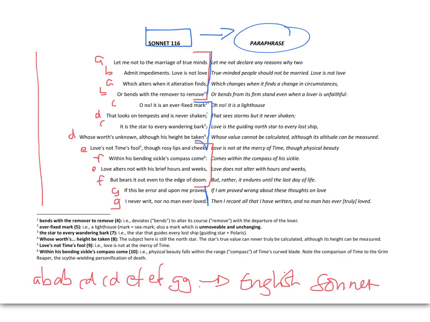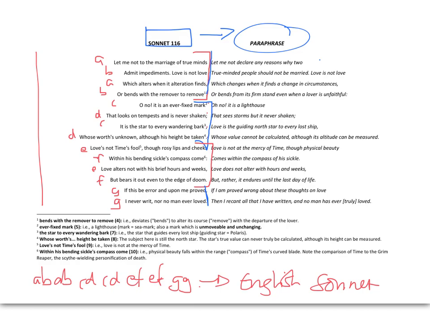So let's just get into it and see exactly what Shakey is telling us. So he says, let me not to the marriage of true minds admit impediments, okay? And basically, as it says in the paraphrase there, it's essentially saying there's no reason why two true-minded, like-minded people should not be married together. It says, love is not love which changes when it finds change in circumstances. So love is constant. Love is not something which changes.